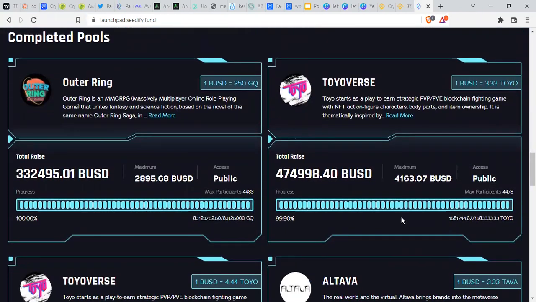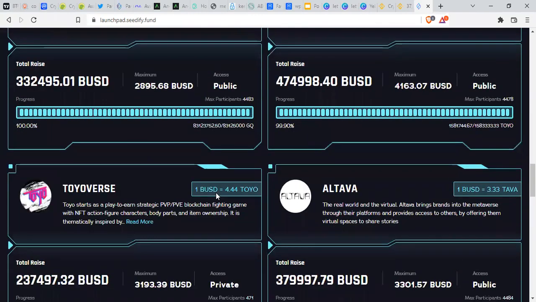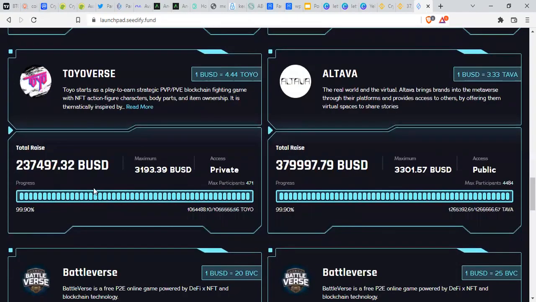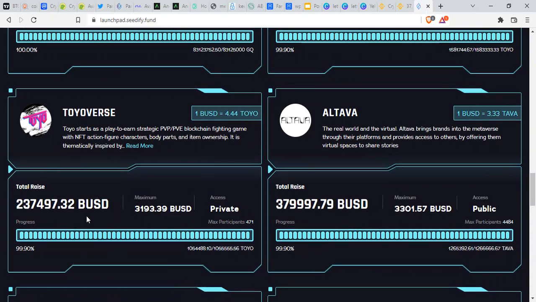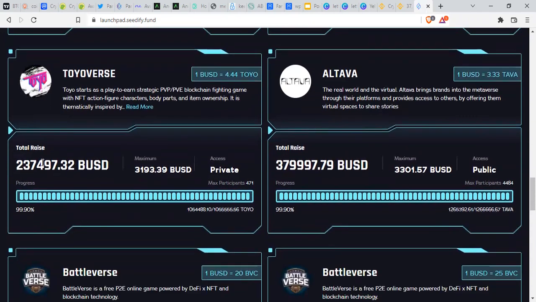You see, this is public. Let's look for one of their private sales. You see now, this is a private sale. This is public, this is private. So this is on ToyoVerse. They are raising a private sale. So you see now on this private sale, you'll be able to see the total raise here.